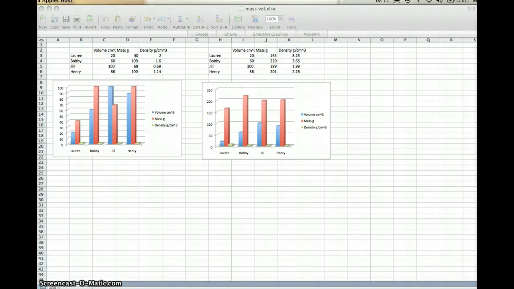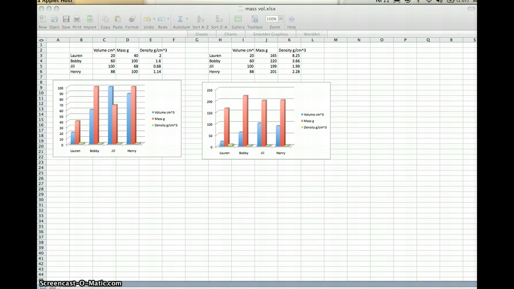Before we start, let's review some properties of matter, like mass, volume, and density. Mass is the amount of material in an object, and it is also referred to as the weight. It can be found by using a triple beam balance and is measured in grams.